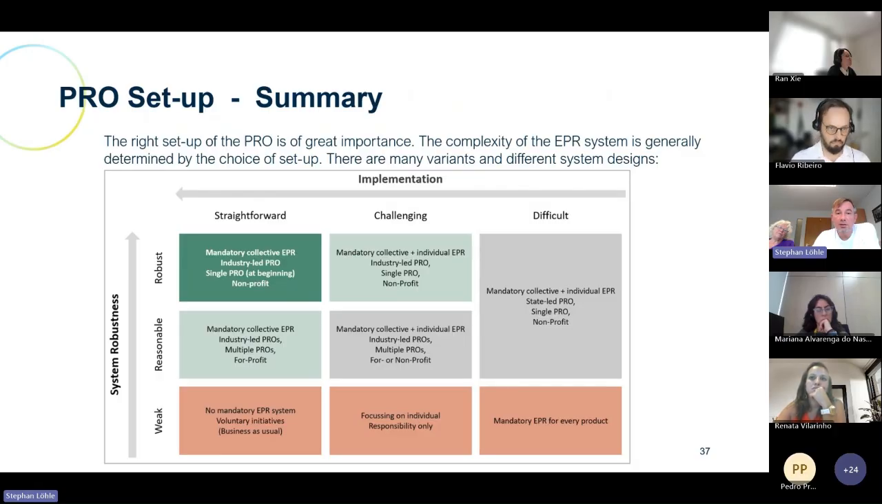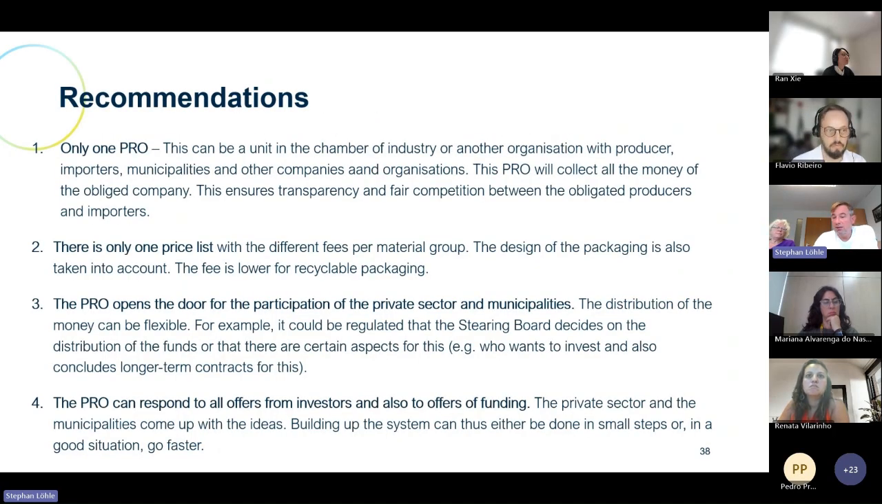This maybe brings it together, the summary, where you can find different settings of EPR systems. In the upper left, the straightforward and most robust one is the industry-led PRO as a single non-profit PRO, while some other options are possible, and some are kind of failures from the beginning. For instance, having a mandatory EPR for every product without any further rules, or only relying on voluntary initiatives, you will never reach a critical point where you have effective packaging waste management at the end of the day. So this brings it together again, and we also hand out the presentation so you can read it.